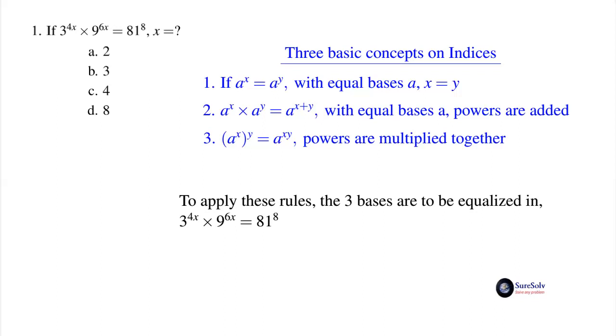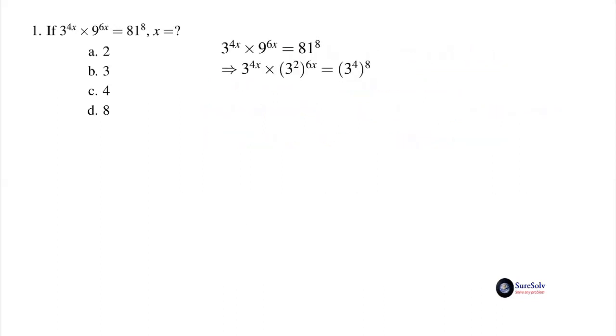Question is, what should be the equal base value of the three terms? As 9 to the power 6x and 81 to the power 8 are both in powers of 3, the target base value must be 3. Now bases are equalized to value 3.